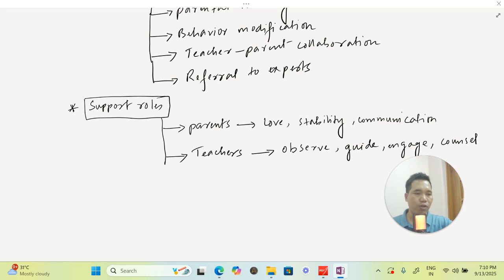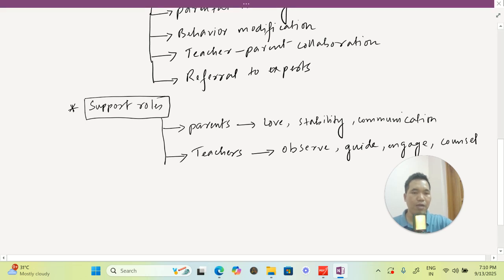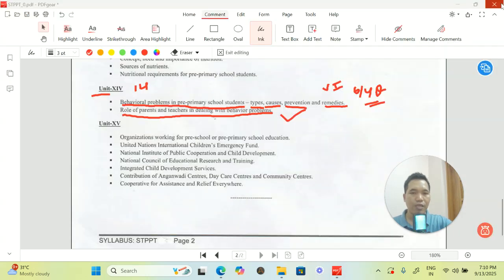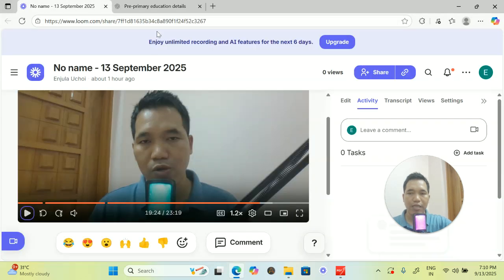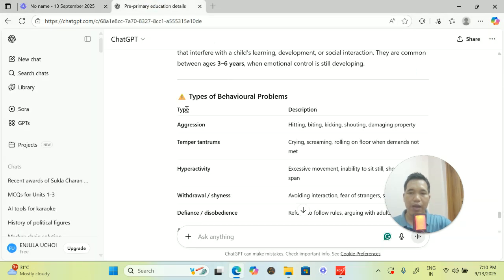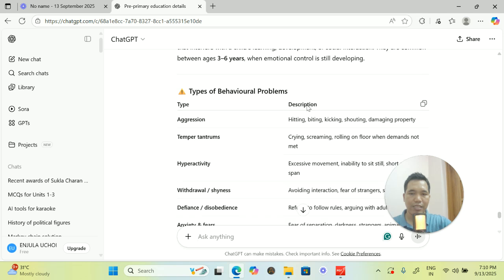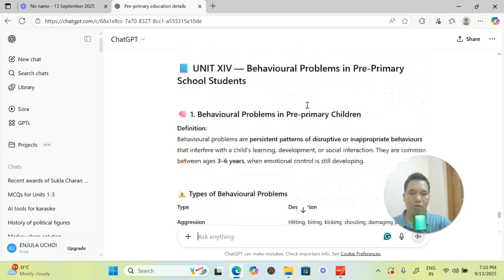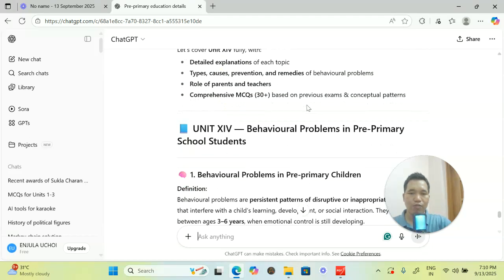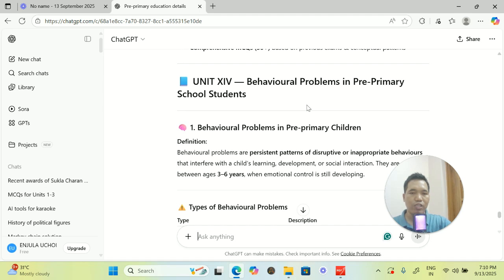Now coming to the main point. I'm skipping this, I'm cutting this now. Now let us go to the main point. I will explain the MCQs of my previous agendas. So coming to this point, this is unit 15, 14 sorry. Please watch it very carefully.